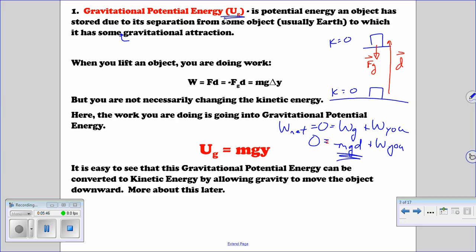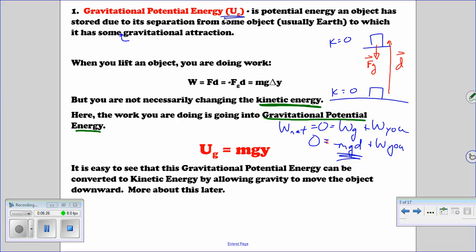So you did work, but the box didn't gain any kinetic energy. So what we're going to do is this. Even though you haven't changed the kinetic energy, we're still going to consider you as having changed the mechanical energy. From this point forward, when you lift an object, we're going to consider this a change in the gravitational potential energy. So even though you're not changing the kinetic energy, you are still changing the mechanical energy because you're changing the gravitational potential energy. Made that harder than I needed to.